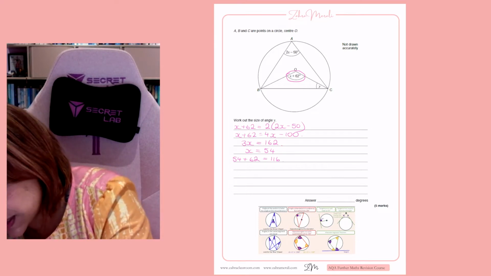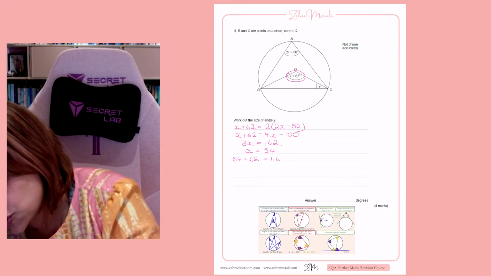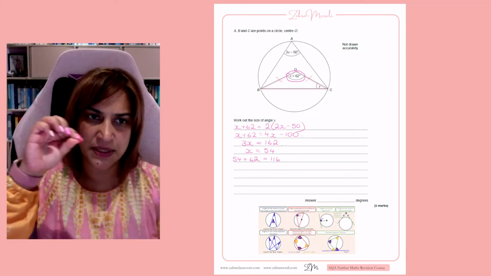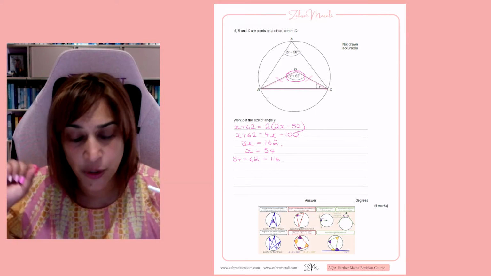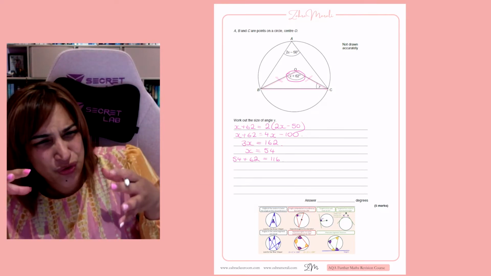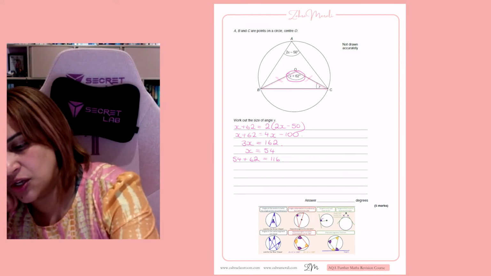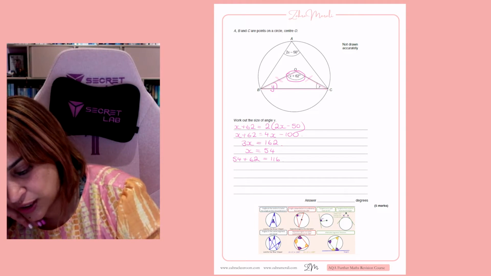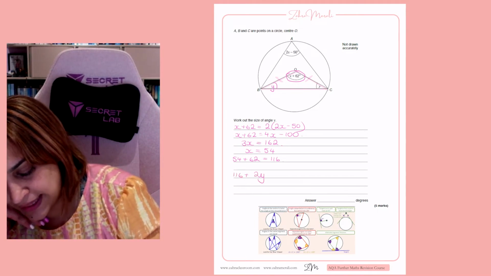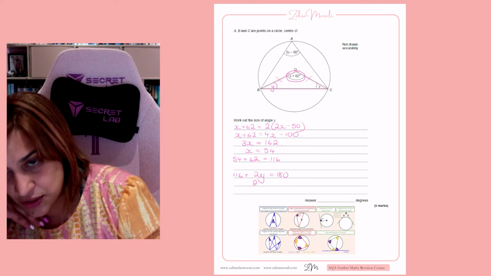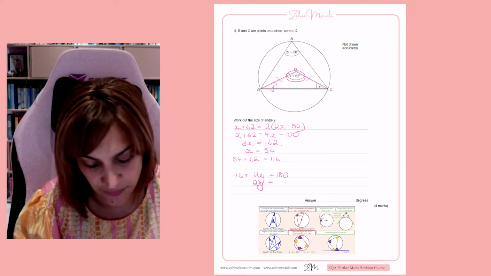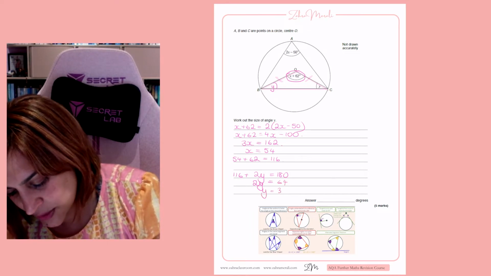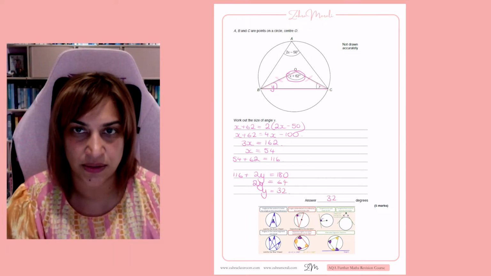Now, what we should notice is that within this triangle here, we've got 2 sides which are the same because they're going from the center to the circumference. So both of them are radii. And we also know that the base angles of an isosceles triangle are the same. So we've got 116 plus 2y has to be 180. So 2y is going to give us 180 minus 116, so 64, and y is therefore 32. So we've got 32 degrees.